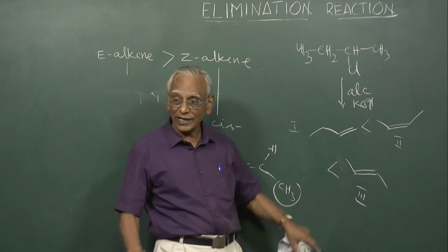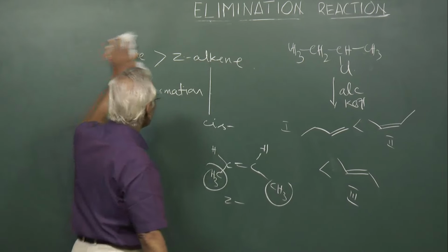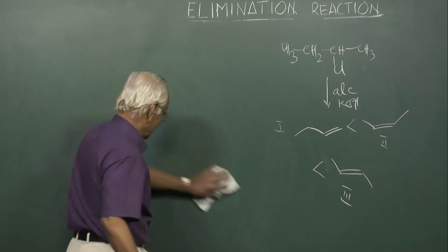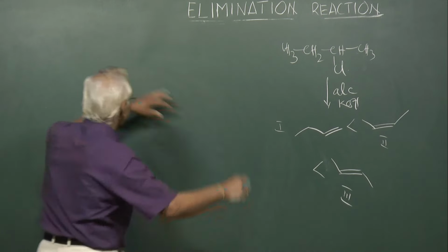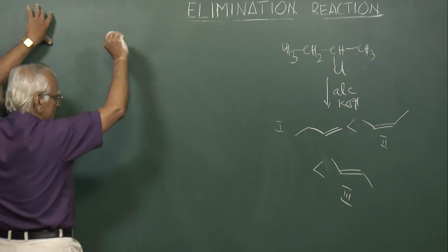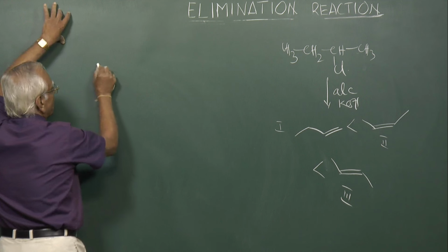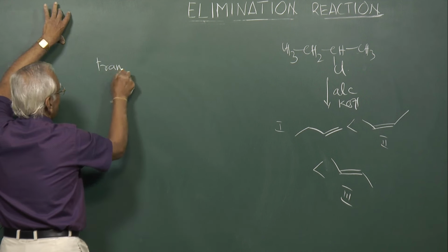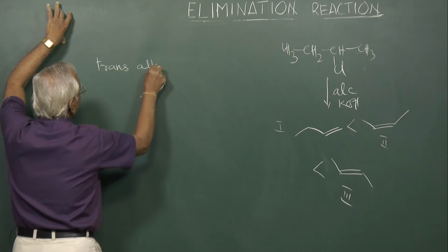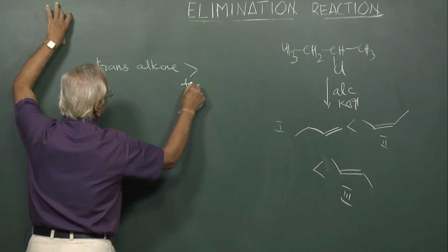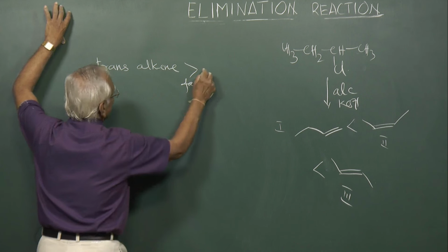This is the less alkylated alkene. More alkylated alkene. And that is the transalkenes. What is it that you have to write? Transalkenes are formed faster than cis-alkene.